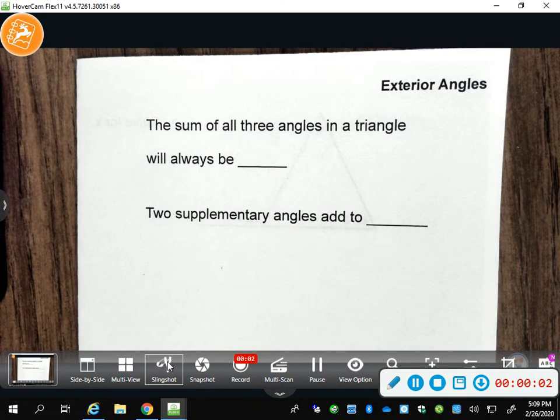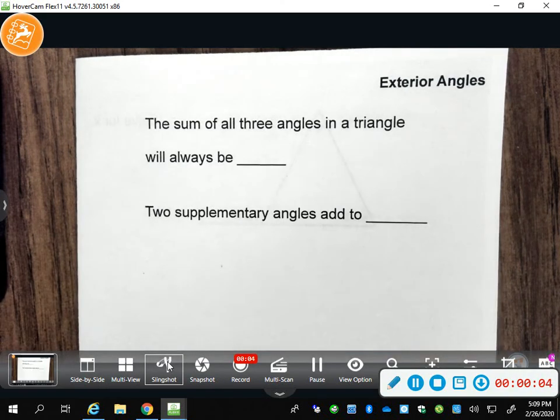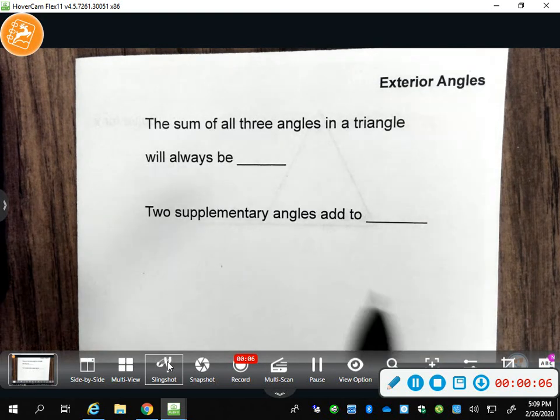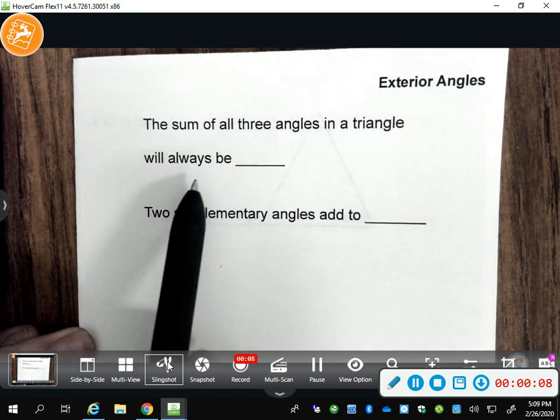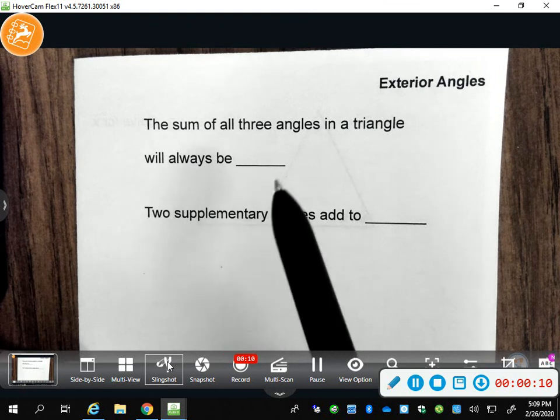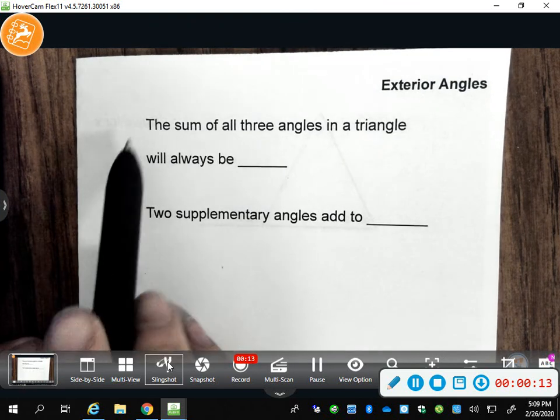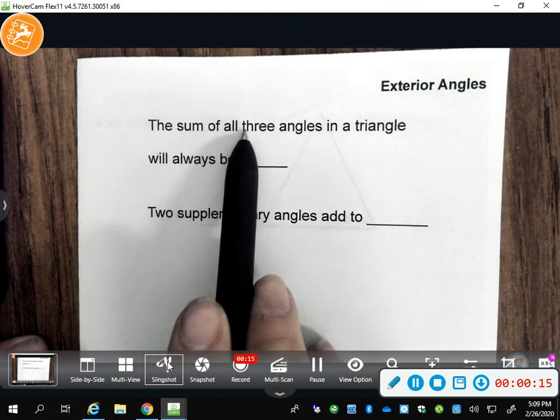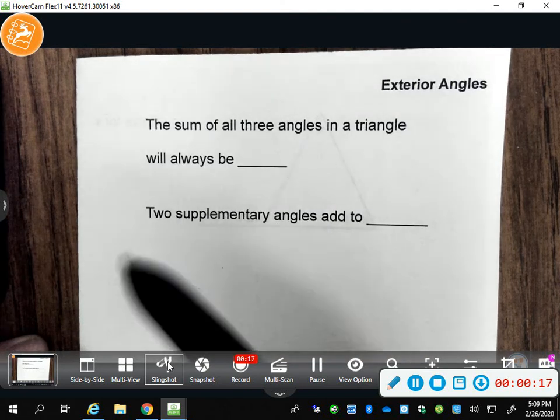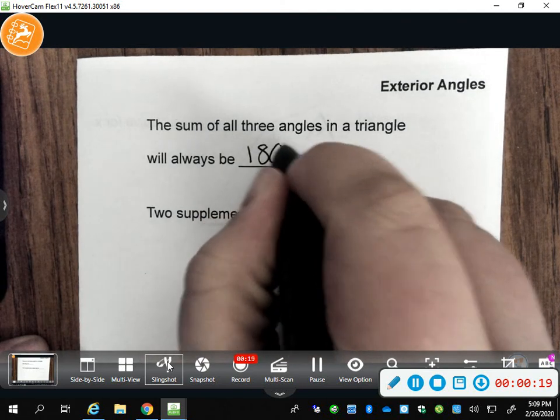We're looking at exterior angles of triangles today. Before we start, let's recap what we talked about yesterday and last week. Yesterday we reminded ourselves that the sum of all three angles in a triangle will always be 180 degrees.